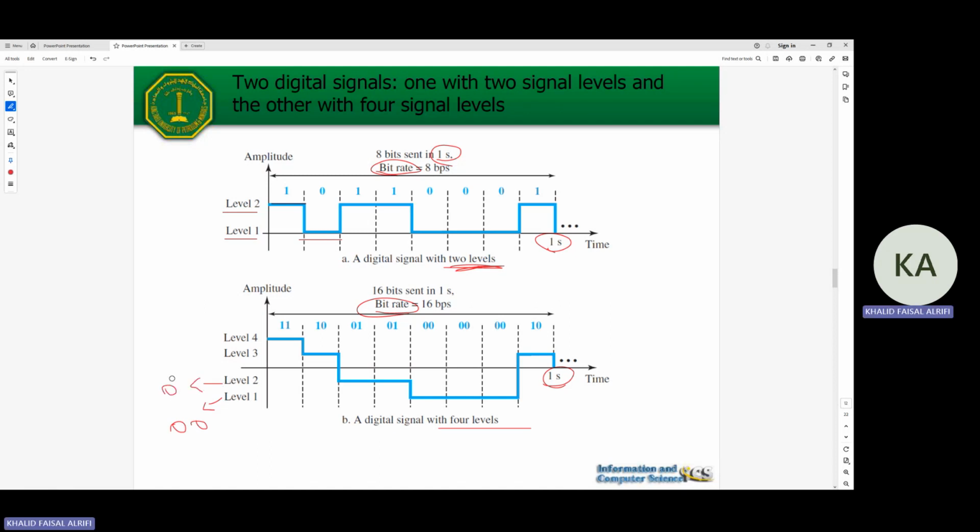Level 2 will be 0, 1. Level 3 will be 1, 0. Level 4 will be 1, 1. So let's say here you have 1, 1, it will be in level 4. Then you have 1, 0, so it will be in level 3, you can see. Then you will have 0, 1, which is level 2, go down. Then level 1, of course, when you have 0, 0, like here, for example, and so on. So try to understand how to count the number of bits per second and how to draw the lines here, okay?